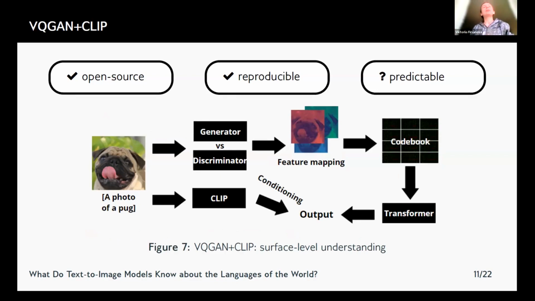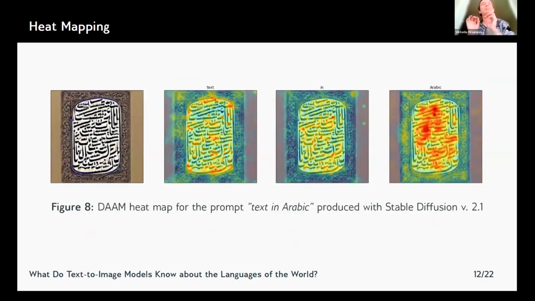And the last, but not the least, approach is VQGAN plus CLIP, which is also open source and might be slightly more predictable, because GANs might be a bit more explainable, as this technology is better explored than diffusion models. Diffusion models are stochastic in nature, and that is why it's harder to reproduce those results. So let's move on to the results of this study.